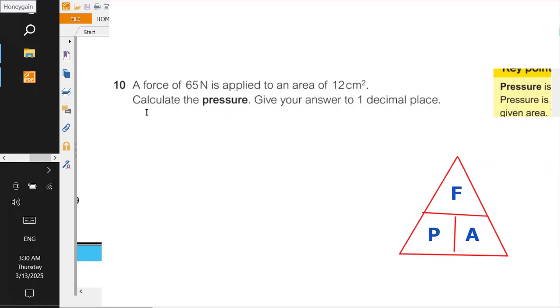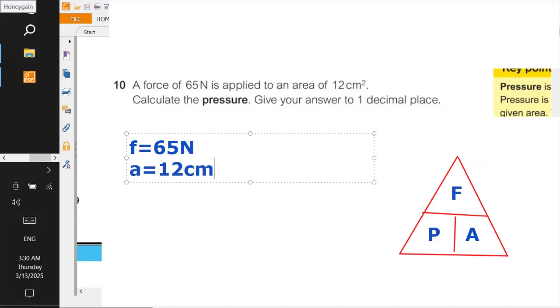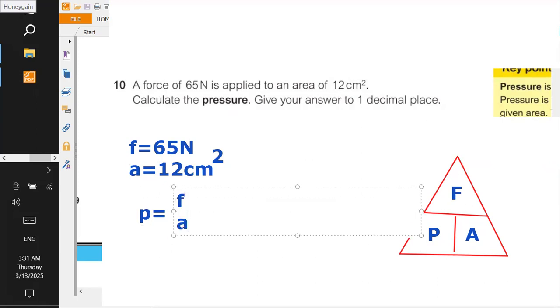Now, let's take a look at this question. A force of 65 Newton, so F equals 65 Newton, is applied to an area of 12 centimeter squared. So the area equals 12 centimeters squared. Okay. So basically, I have the force and the area. The question is calculate the pressure. To find the pressure, I'll divide the force by the area. And the answer should be given to one decimal place. So I'm going to write it like this. Pressure will equal force over area, so F over A, like this.